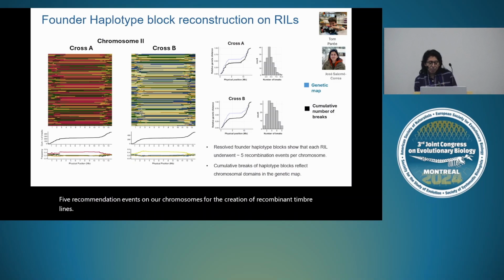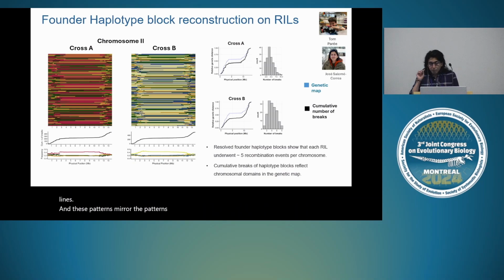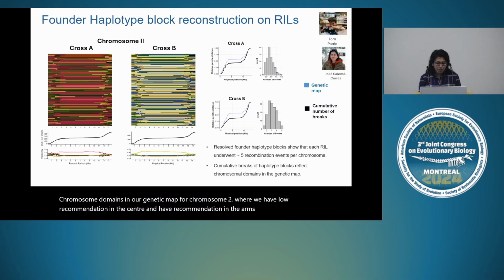And these patterns mirror the patterns of chromosome domains in our genetic map for chromosome 2, where we have low recombination in the center and high recombination in the arms. And here we observe the proportion of the different founder haplotypes for each of these RILs.